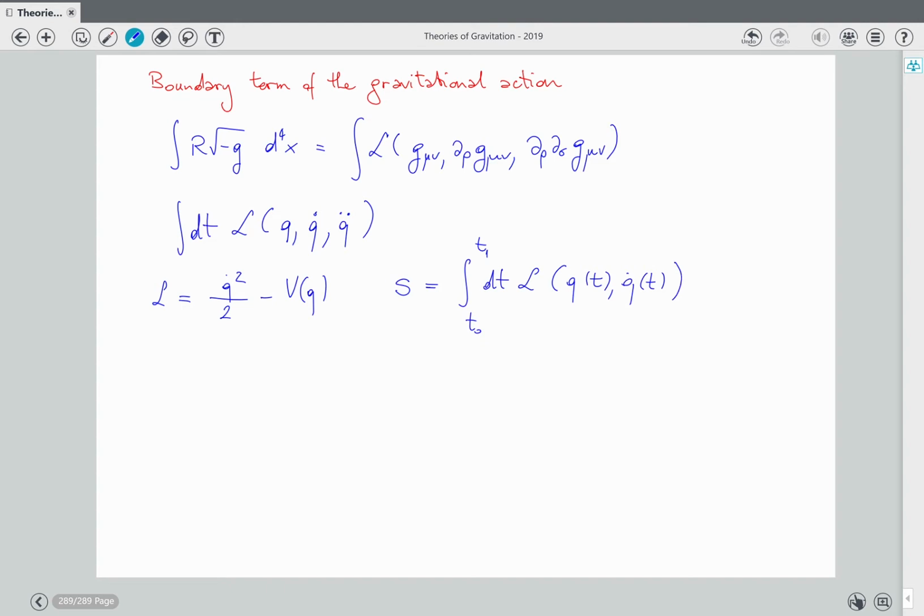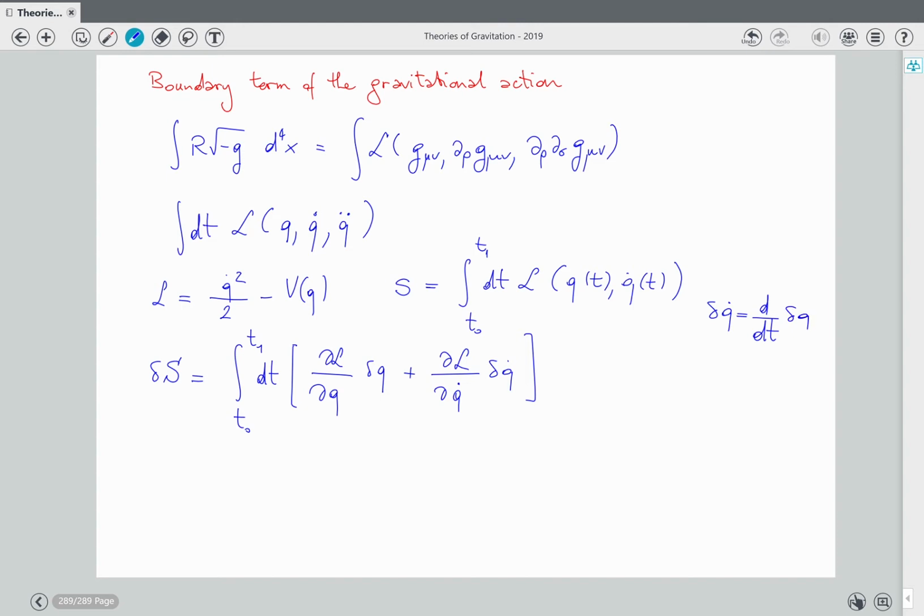Then you make a variation of the action, and what do you obtain? The integral from t0 to t1 of what? So you have partial L, partial Q, delta Q, plus partial L, partial Q dot, delta Q dot. And what do you do? You integrate by parts, because you know that delta Q dot is equal to the time derivative of delta Q. But let's keep track of the boundary term when we integrate by parts. So the first contribution gives the Lagrange equations.